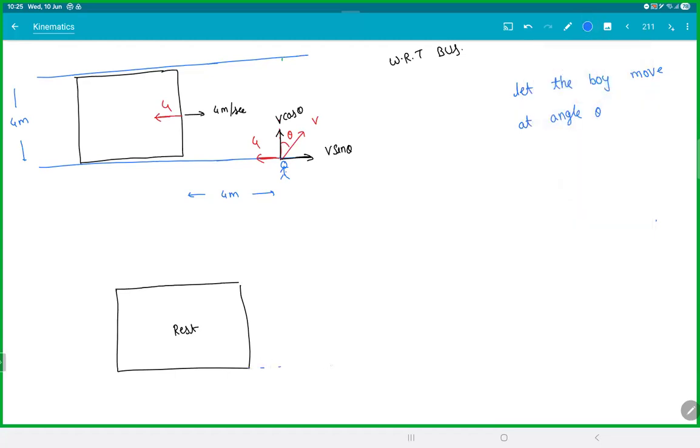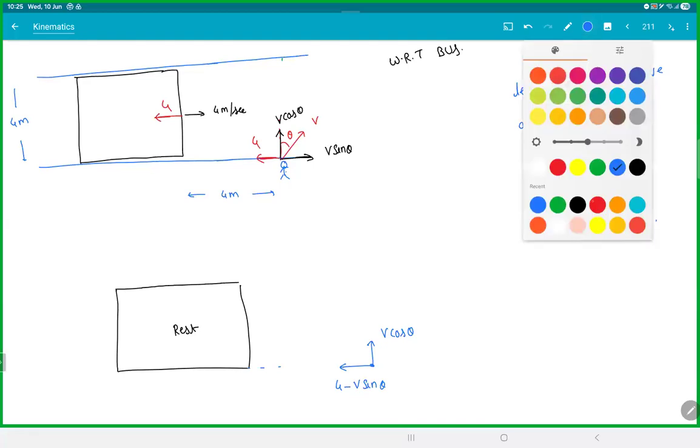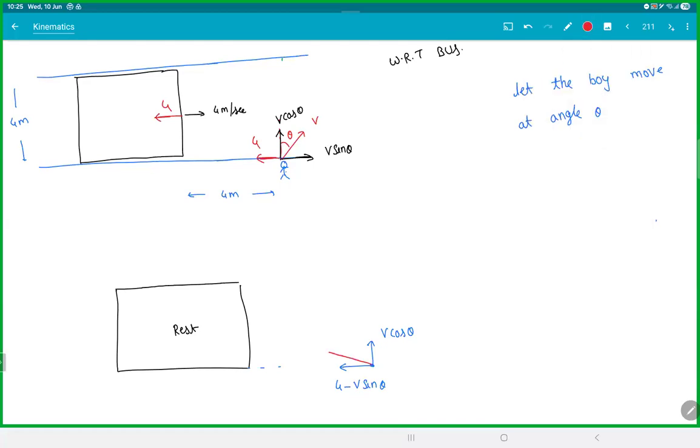Now, if you look at the boy's velocity here, you will see vertically you're going with v cos theta. Horizontally, you're going with 4 minus v sin theta. Now look at this. Suppose the boy goes very slowly, speed is very less, what do you think will happen? Then his velocity will be like this, isn't it? He'll go and hit the bus. This is what the driver thinks. The driver will feel the boy is coming and falling on the bus.